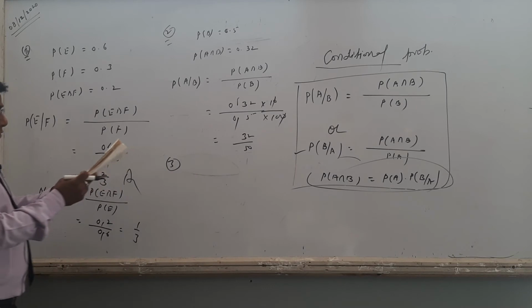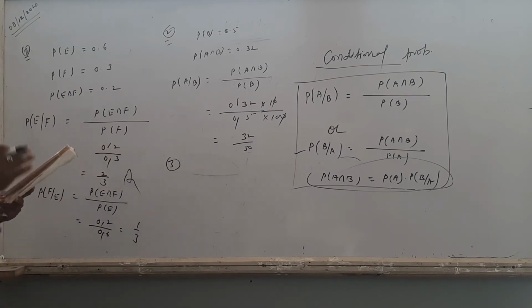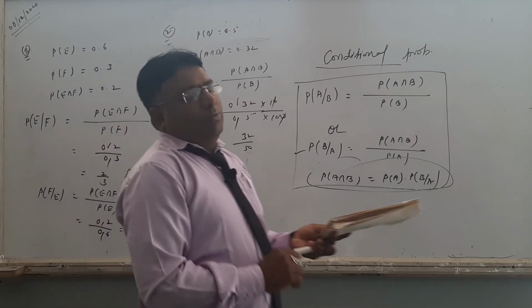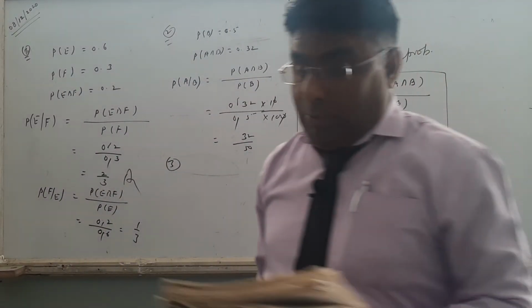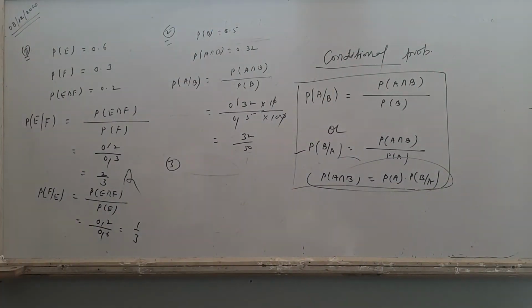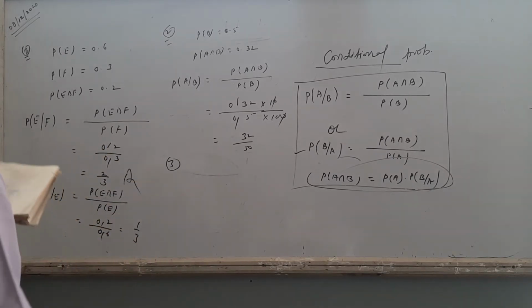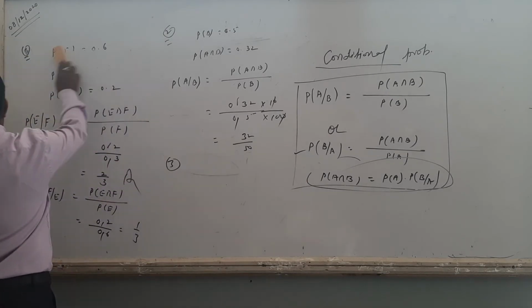Third is the same, fourth is the same, fifth is the same. First to fifth, you have to apply the direct formula. Only a single formula using conditional probability. Then there are two formulas of conditional probability, P of A by B and P of B by A. So now question number 6 to 9, sorry, question number 6 to 9, there are 3 questions.